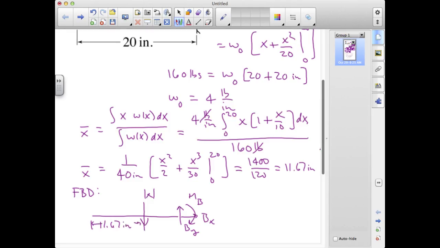So if I want to find the reactions at B, Bx is just going to be 0, By will just be equal to the weight, it'll be 160 pounds, and taking the sum of the moments about B and setting that equal to 0, I'm going to find that the moment reaction about B has to compensate for that counterclockwise moment from the weight, and that's just going to be 20 minus 11.67 inches times the weight, which is 160 pounds, and that ends up giving me a value for the moment reaction at B that's 1333 inch-pounds.